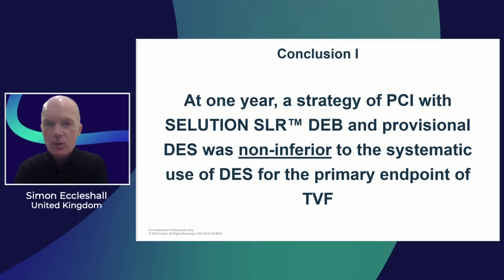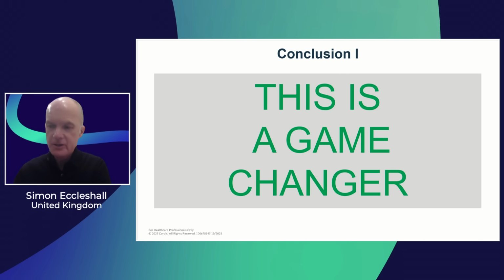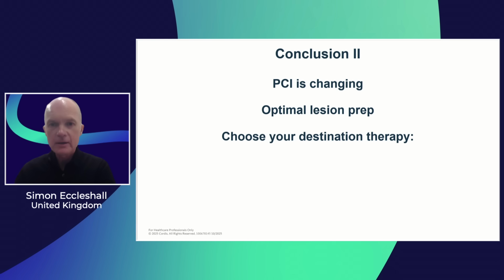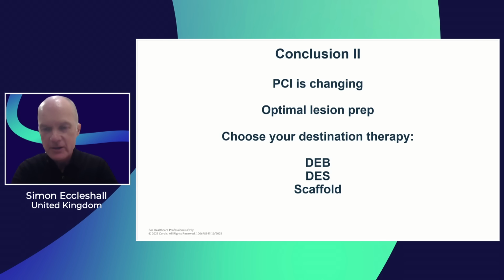So at 1 year, a strategy of PCI with a solution balloon and provisional drug-eluting stent in a small proportion of patients was non-inferior to systematic use of drug-eluting stents for the primary endpoint of target vessel failure, or to put it a different way, I think this is a game changer. My second conclusion slide is I think PCI is changing. I think optimal lesion preparation is now where the focus is and should be. And after that, you can choose your destination therapy, which could either be a drug-eluting balloon or a drug-eluting stent or a scaffold. Thank you very much.